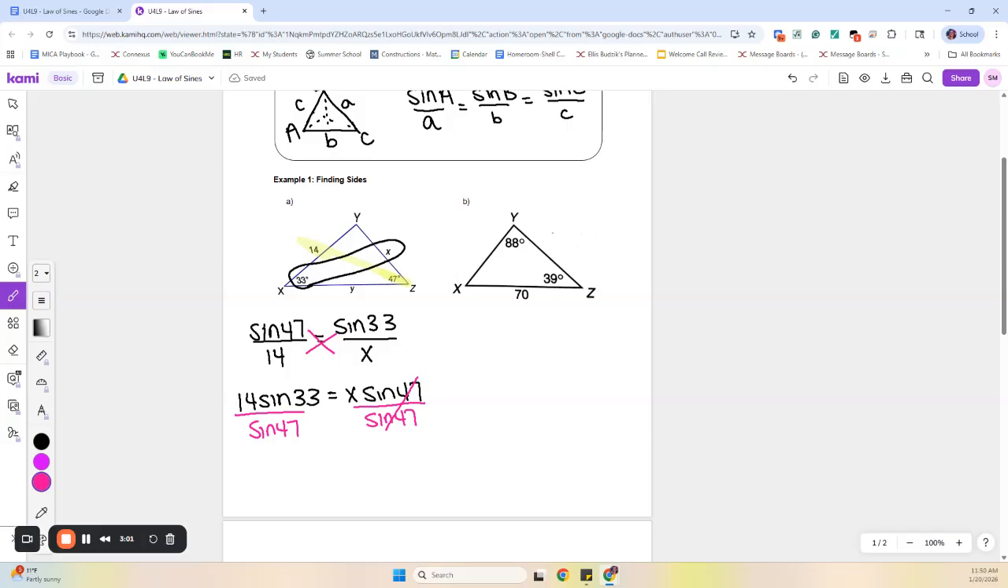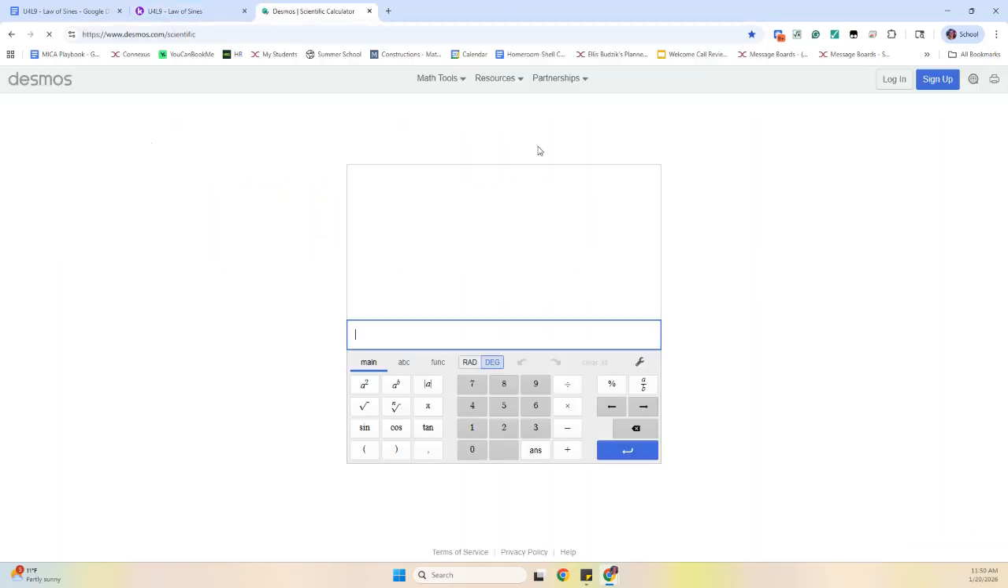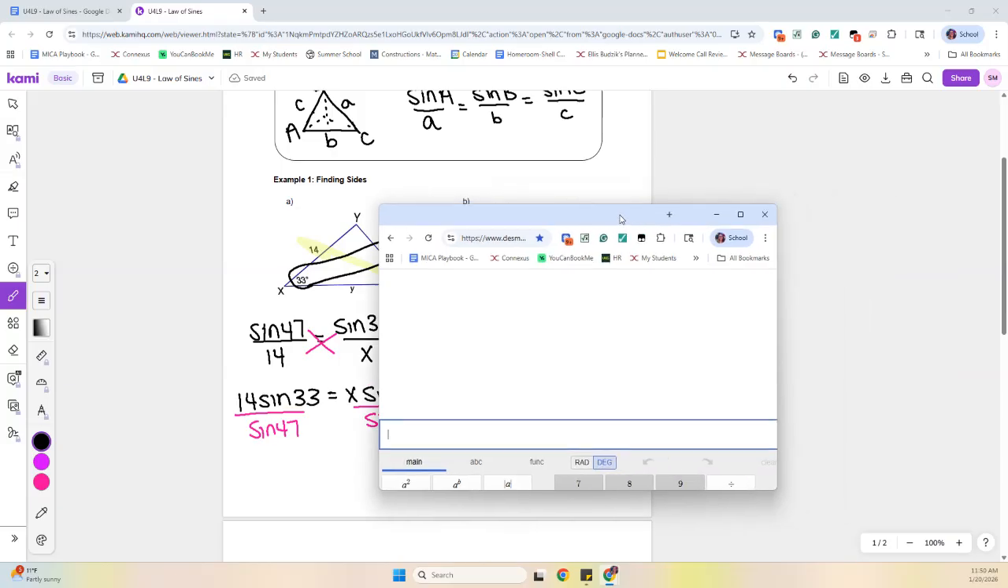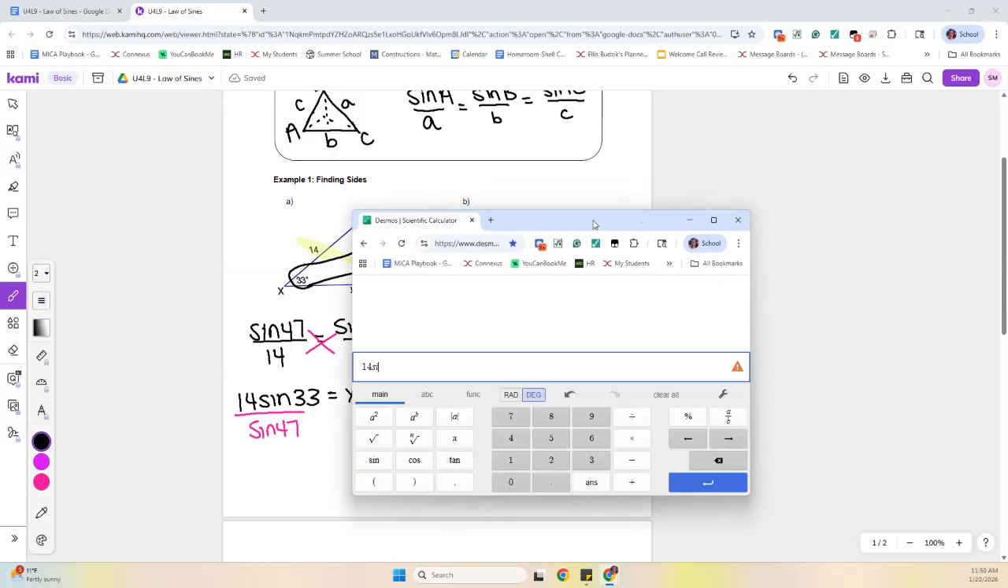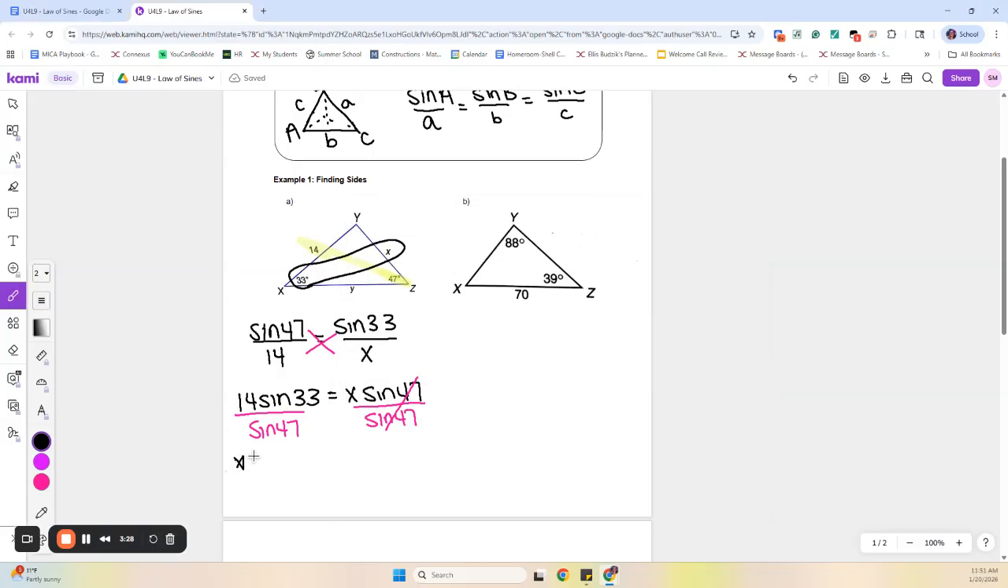Then I'm just going to grab my calculator and enter in this left side. So let's grab our Desmos calculator. So I have 14 sine 33 divided by sine 47. Make sure you're still in degree mode, which we are, and we get 10.4. So x equals 10.4. Now that's our x value.